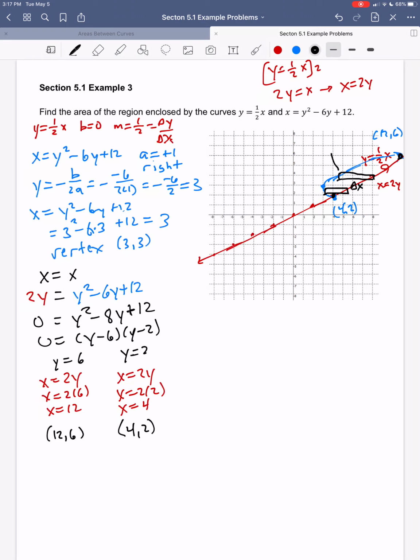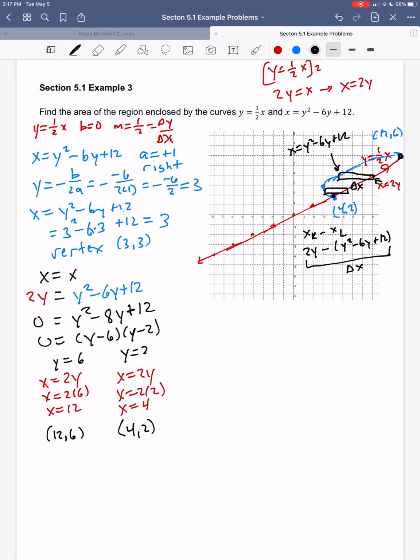And so this x coordinate is on the parabola. That's x equals y squared minus 6y plus 12. This I've already sort of got labeled here. The right endpoint is x equals 2y. So I'm going to have to take the right endpoint minus the left endpoint. So that's going to be 2y minus (y squared minus 6y plus 12). That's going to be the length of my rectangle, which is delta x.